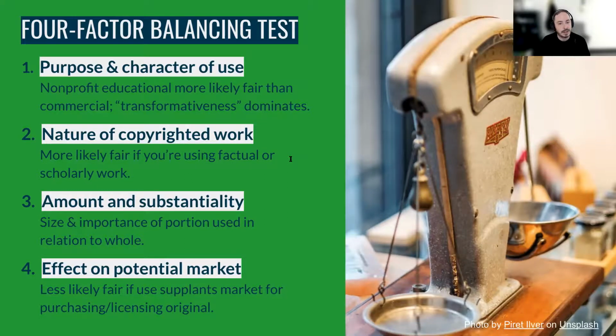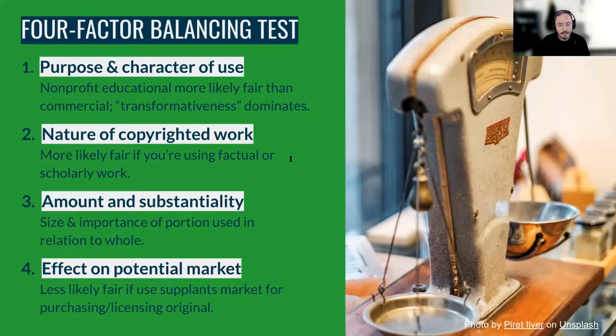The first factor is looking at the purpose and the character of the intended use. And we know that nonprofit educational uses are more likely to be considered fair uses than, say, commercial uses. The second factor addresses the nature of the copyrighted work. So a use is more likely to be fair if you're using a factual or a scholarly work rather than a more creative work, say like a painting or an artwork. Factor three looks at how much of the original you are using and how important the portion you're using is to the overall work itself. And then the final factor, factor four, looks at whether your use would supplant the market for the original.